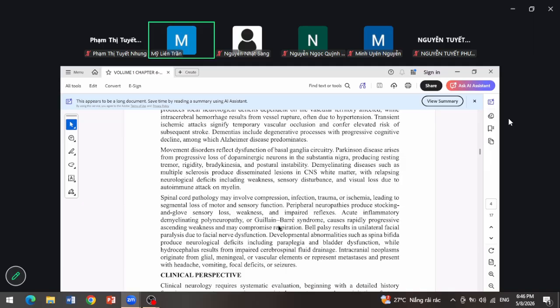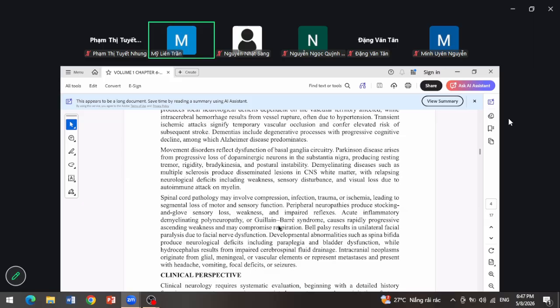Movement disorders reflect dysfunction of basal ganglia circuitry. Parkinson's disease arises from progressive loss of dopaminergic neurons in the substantia nigra, producing resting tremor, rigidity, bradykinesia, and postural instability. Demyelinating diseases such as multiple sclerosis produce disseminated lesions in CNS white matter with relapsing neurological deficits, including weakness, sensory disturbance, and visual loss due to autoimmune attack on myelin.